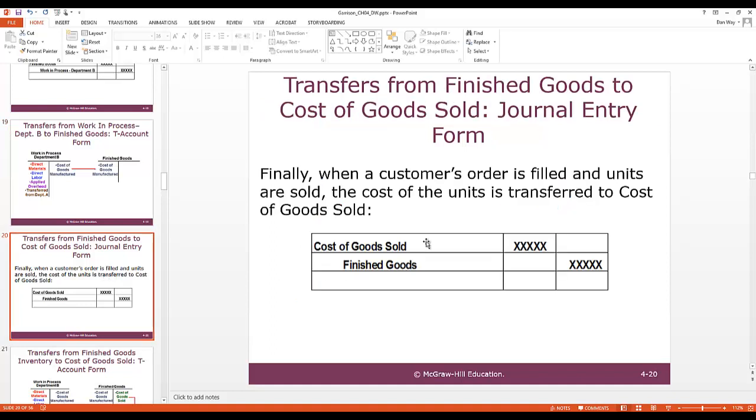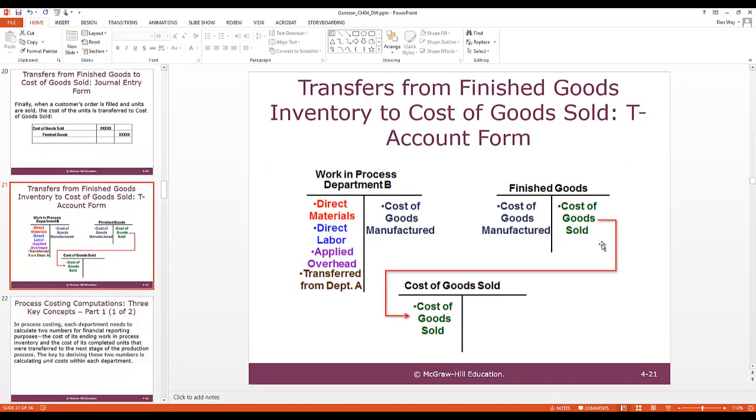Finally, when the customer's order is filled or we're selling things on a regular basis here, the cost of the units that have been sold is transferred through cost of goods sold so that it hits the income statement. And there's nothing different with this entry than what we're accustomed to. So a debit to cost of goods sold to increase that expense account, and a credit to finished goods to decrease the finished goods inventory account. And just to show that in the T accounts, again, we're following the flow of the cost of those goods from finished goods, where they were done and ready to sell, out through cost of goods sold, where now they have been sold.